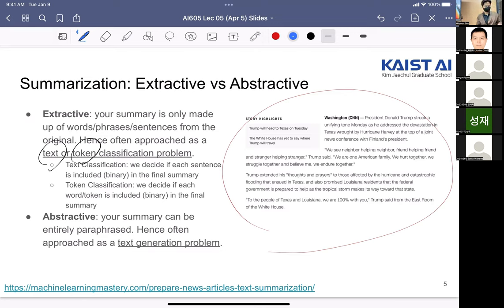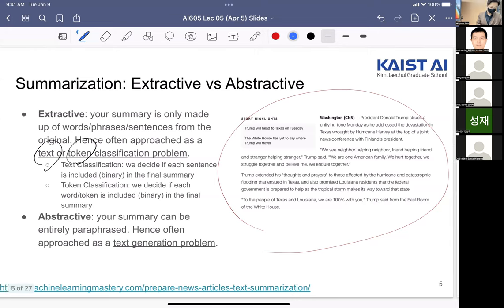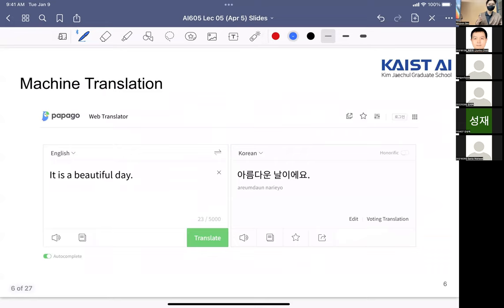And I wanted to mention this especially because when you're doing NLP problems, it is sometimes important to decide how you want to formulate it. And the really important thing is that it's not always the case that you have to formulate it as a generation problem, even if it seems like so. Sometimes it's better, and more straightforward, to formulate a problem as a classification problem. But of course, sometimes it's not possible to formulate it as a classification problem.